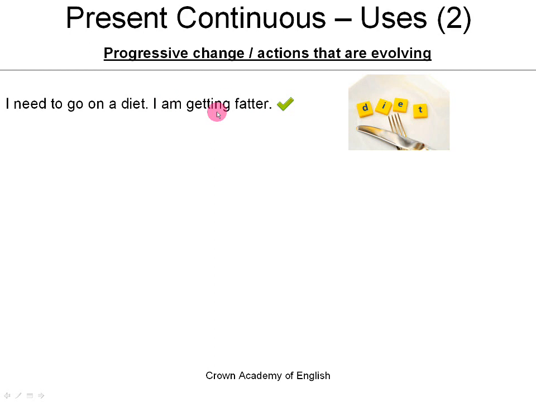Okay, so I am getting fatter, maybe over a few months, maybe over a few years. But there is the idea that something is evolving. Okay, there's progressive change. So we must use the present continuous tense. So we cannot say I get fatter. Okay, I get fatter is wrong.